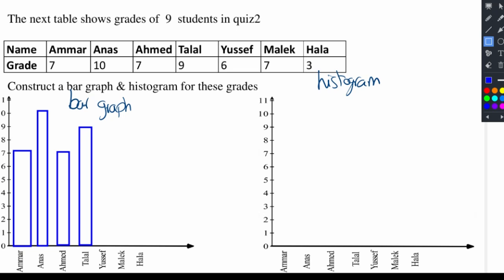Yusuf. Yusuf is 6. Leave a space between Yusuf and Talal. Yusuf is 6. Malik. Malik is 7. Leave a space. Malik is 7. Hala. Hala is 3.